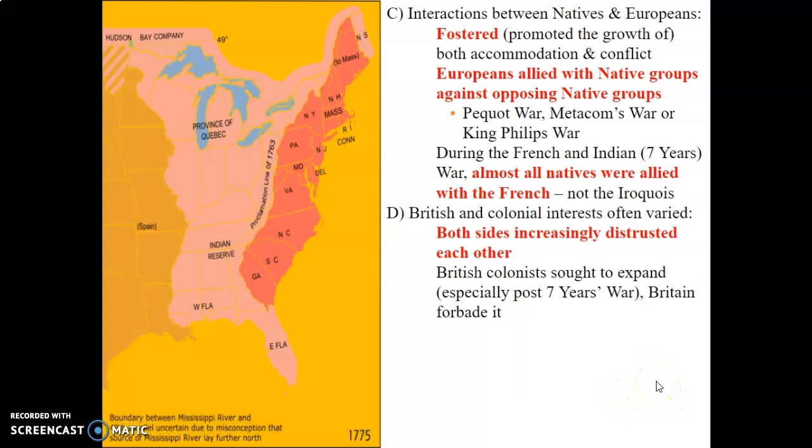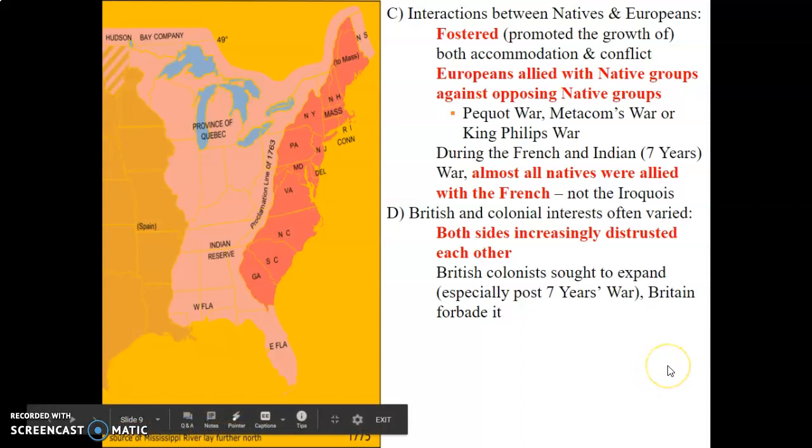And if you're a colonist, you're starting to get a little mad because you're like, what the heck? I'm planting tobacco and I need more land. I need to expand. Who are you to tell me, if you're 300 miles away, what I can and cannot do? So we started to see a discontent between the British and the colonists.